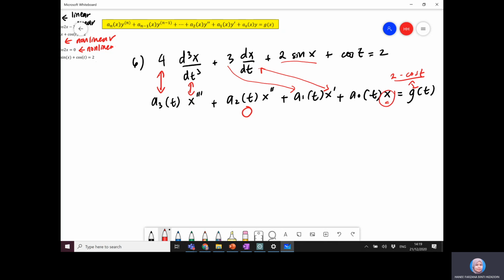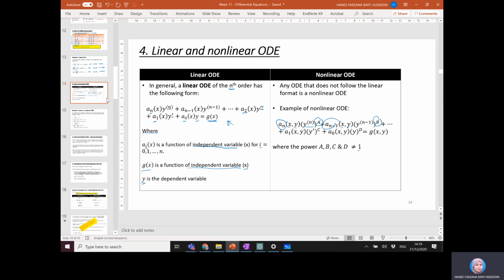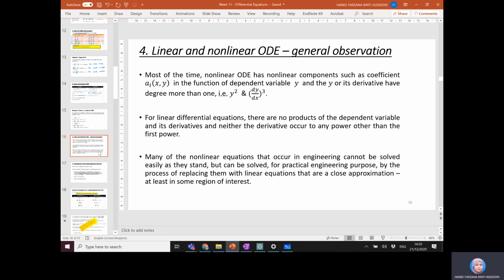However, the problem here is your x, because you don't have just x as a function, but you have sine of x, thus it is nonlinear. So number 6 is also nonlinear. Now I hope you can identify what is linear and nonlinear for ODE.